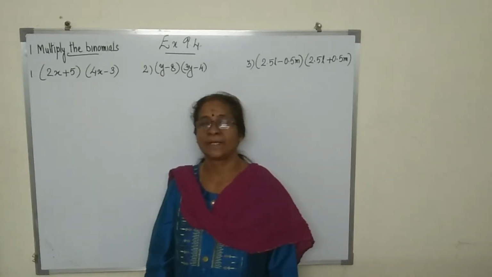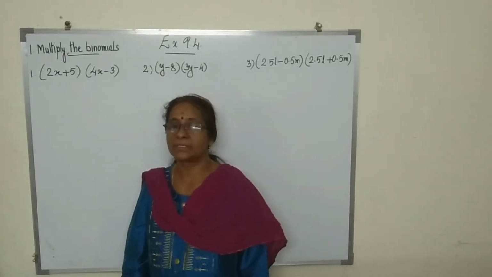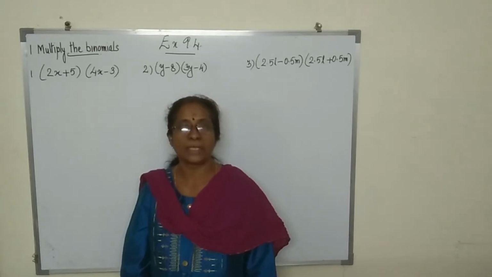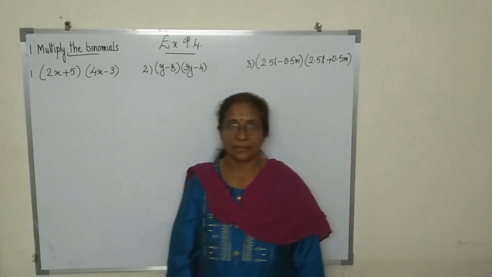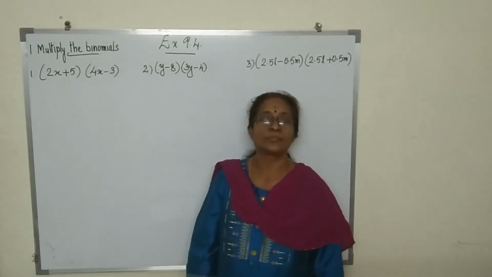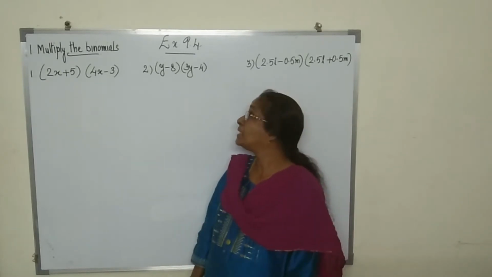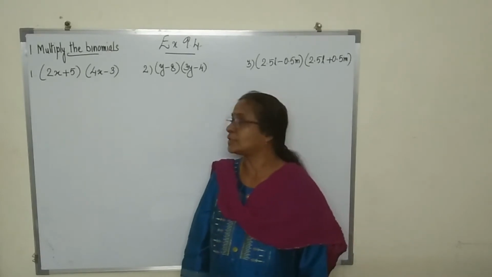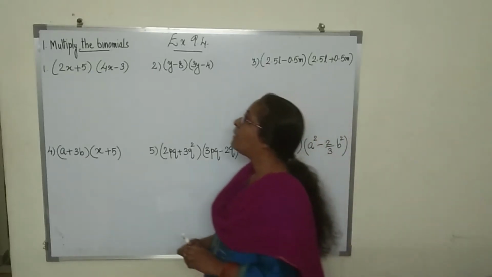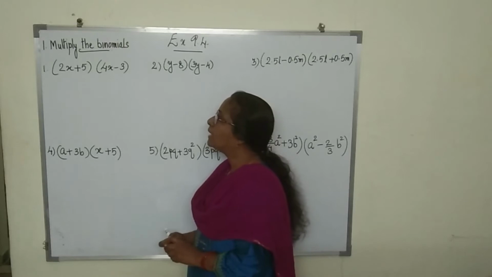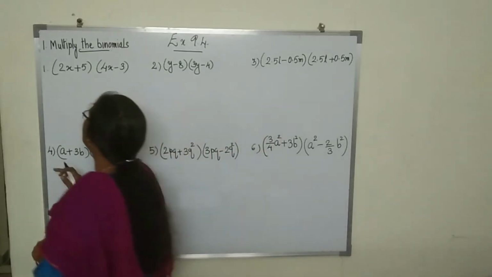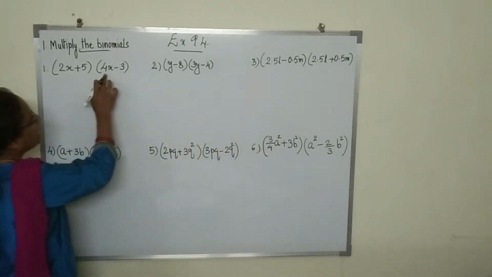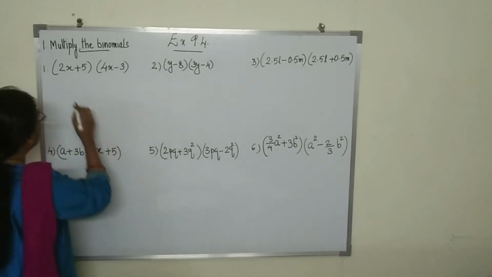Dear students, in the previous video we learned how to multiply a binomial by any polynomial. So today we are going to work out exercise 9.4. Let us see the questions. The first question is: multiply the binomials. In that, the first one is 2x plus 5 multiplied by 4x minus 3.